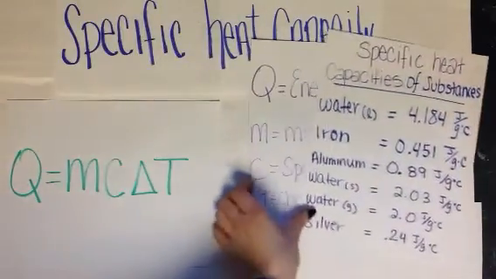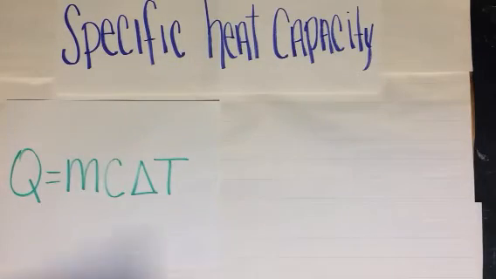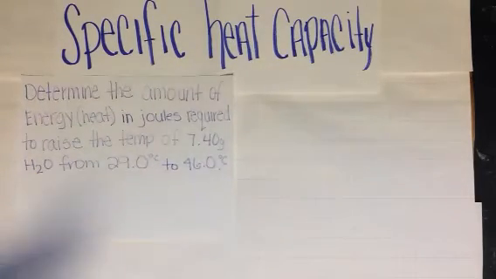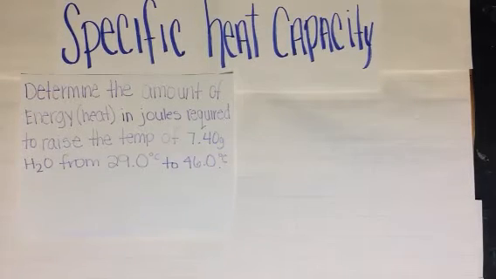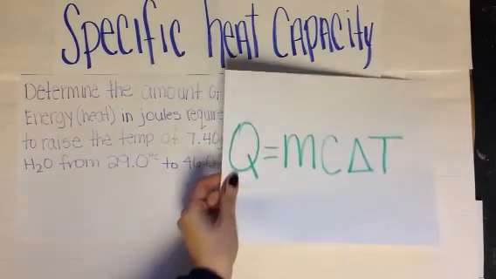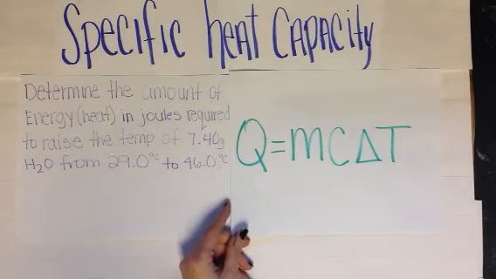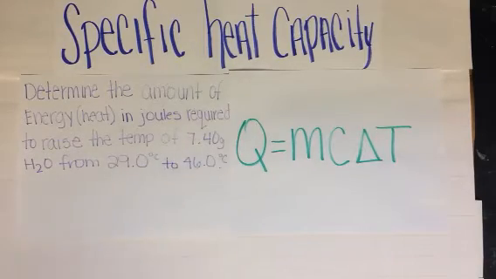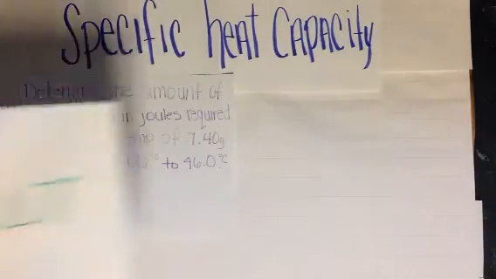Okay, now let's take a look at a sample problem. Determine the amount of energy, which is heat, in joules required to raise the temperature of 7.40 grams of water from 29 degrees Celsius to 46 degrees Celsius. So I'm no longer talking about 1 gram of water, rather 7.40 grams of water. The first thing I want to do is list out all of my variables. Remember, here's my equation. Write that down, and let's list out all these variables and see what we have and what we don't have.